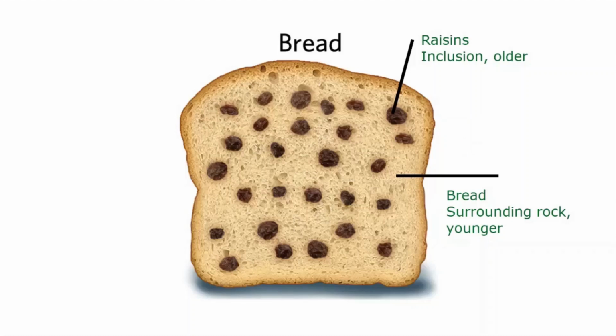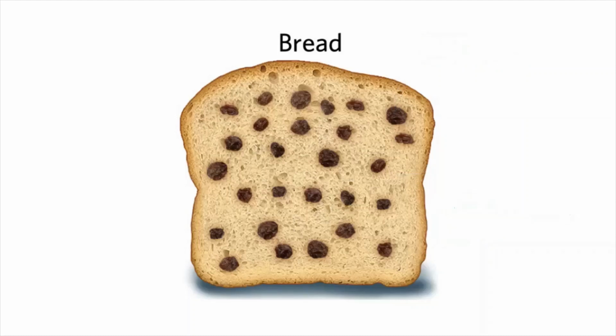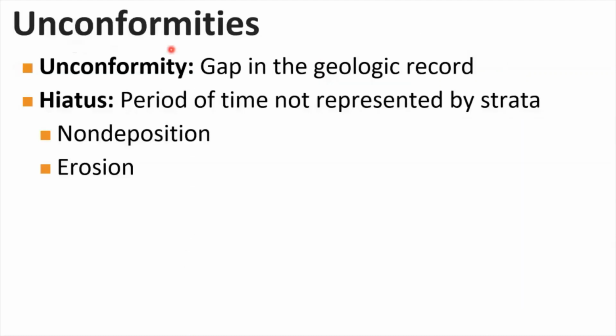Now we're going to talk about unconformities. An unconformity is a gap in the geologic record, and this represents a hiatus. This is a period of time not represented by strata, okay, or layers. So this can be either during periods of non-deposition, okay, or during periods of erosion where that material has been removed away.